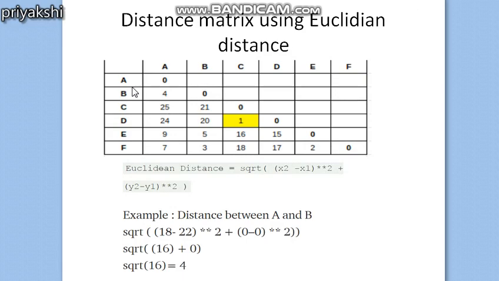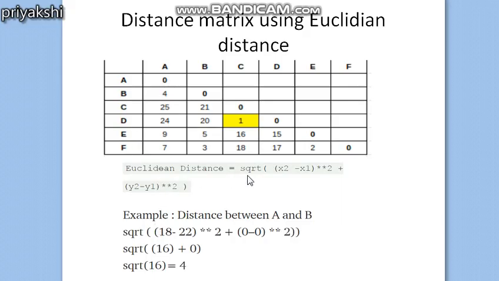How are we going to find the distance? We are going to use the Euclidean distance. We are going to take either the lower triangular matrix or the upper triangular matrix, because the distance of A and B will be equal to the distance of B and A, since Euclidean distance is a metric which satisfies the property of symmetry. Fine. So how will you find the distance?